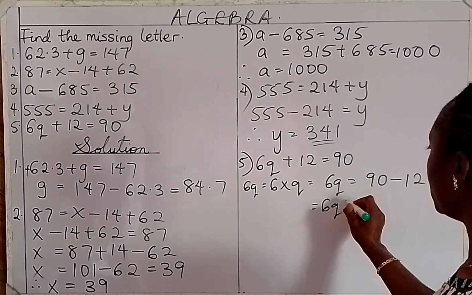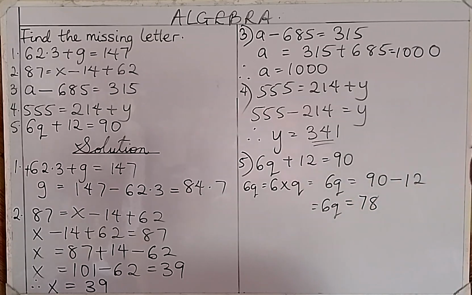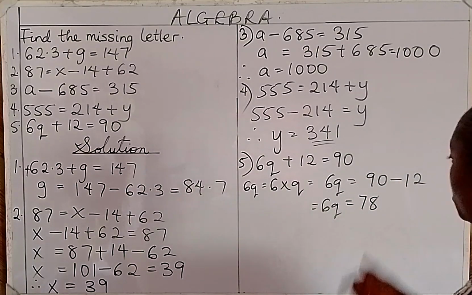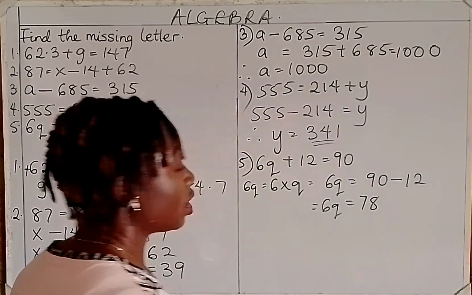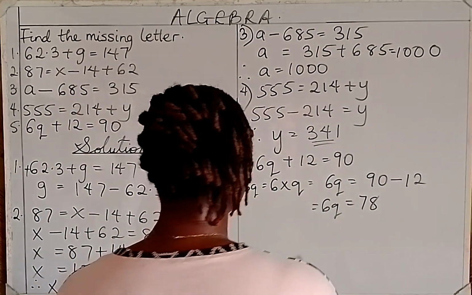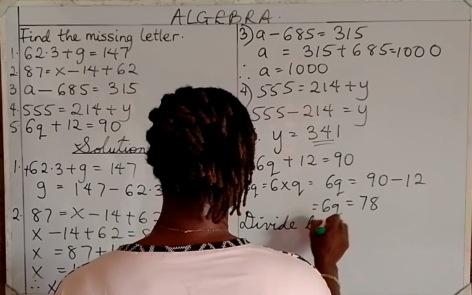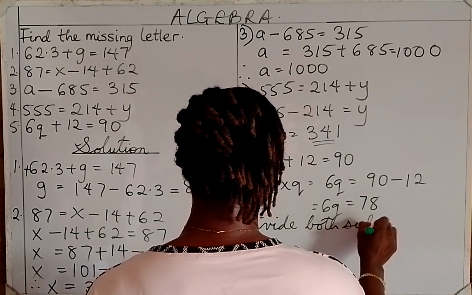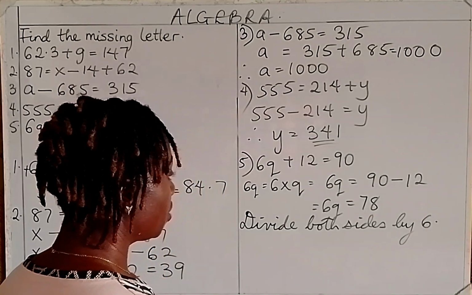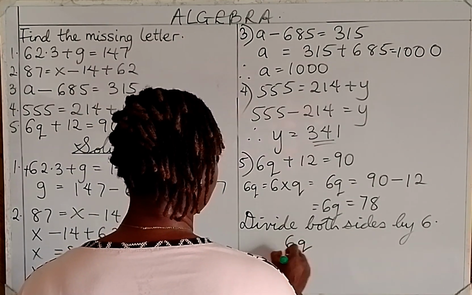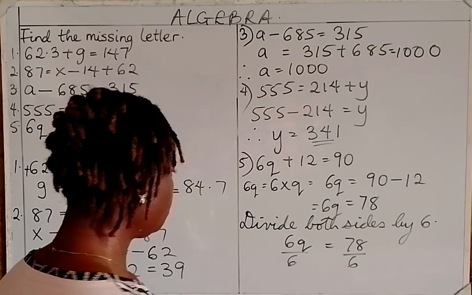Then 6q equals what? 90 minus 12 is 78, right? Then we divide. What are we going to do to get our q? We need to get the value for q. So we're going to divide both sides by 6. Okay, so 6q divided by 6 equals 78 divided by 6.